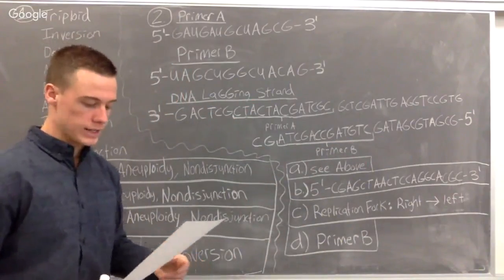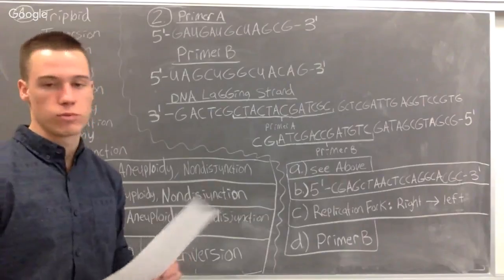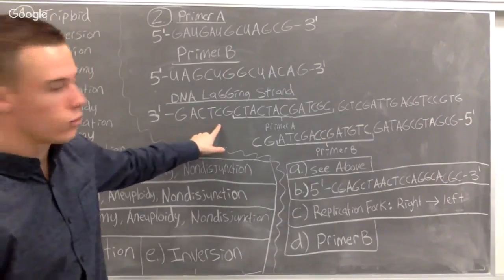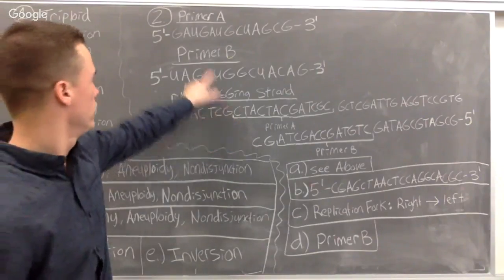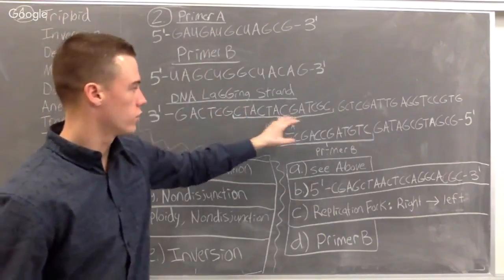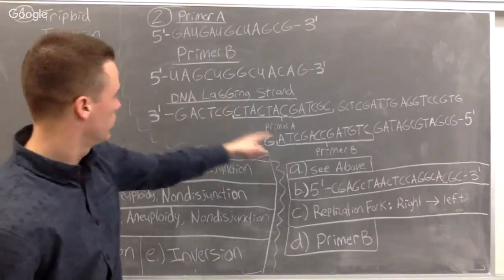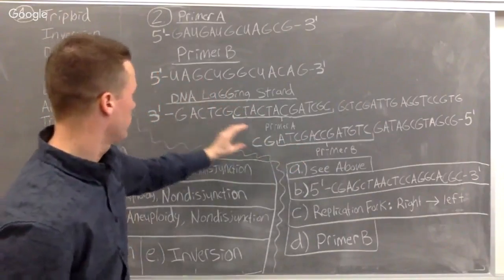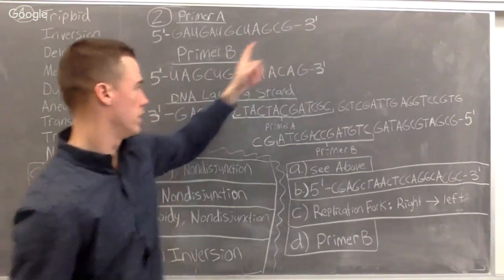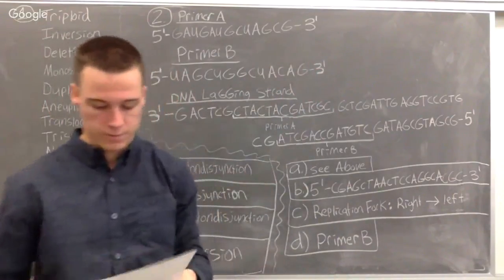For part A, it's asking what is the polarity of the two primers. Since this is the 3' end, I went through and found where these primers matched up: C, G, T, A, U, C, G, and so forth. I found that primer A matches up here and primer B matches up here. Since they match up in this order, and this is the 3' end, this has to be the 5' end and this has to be the 3' end. Same with primer B, 5' end, 3' end. So the 5' is on the left and the 3' is on the right.